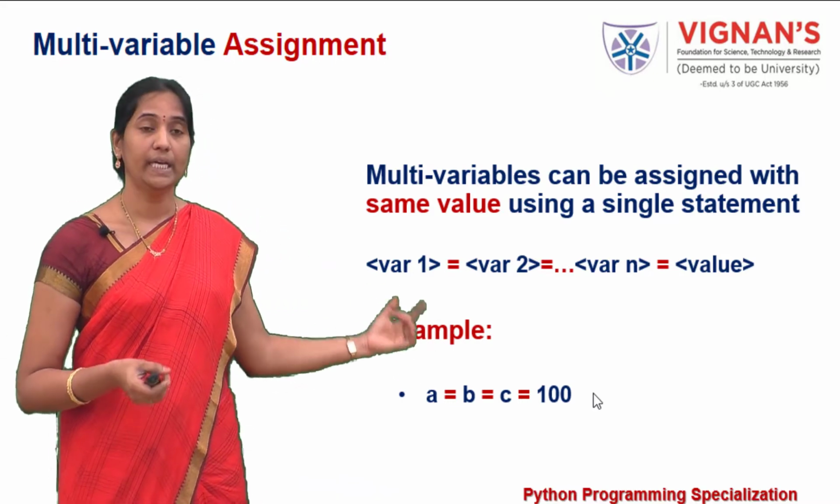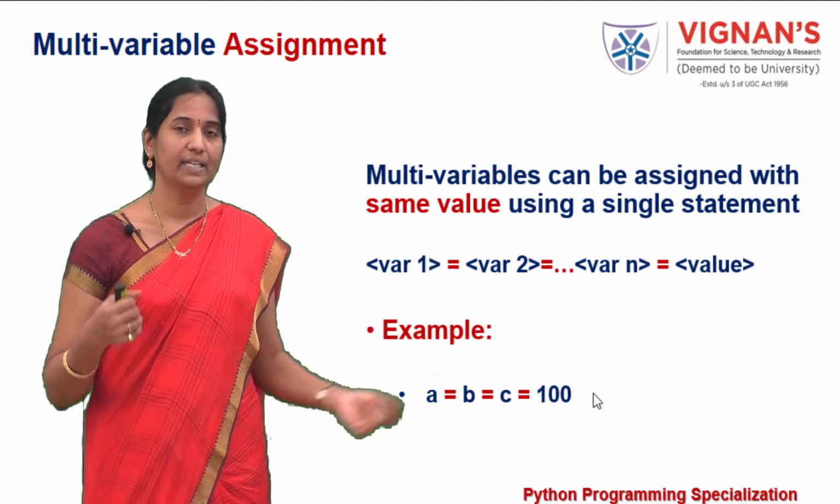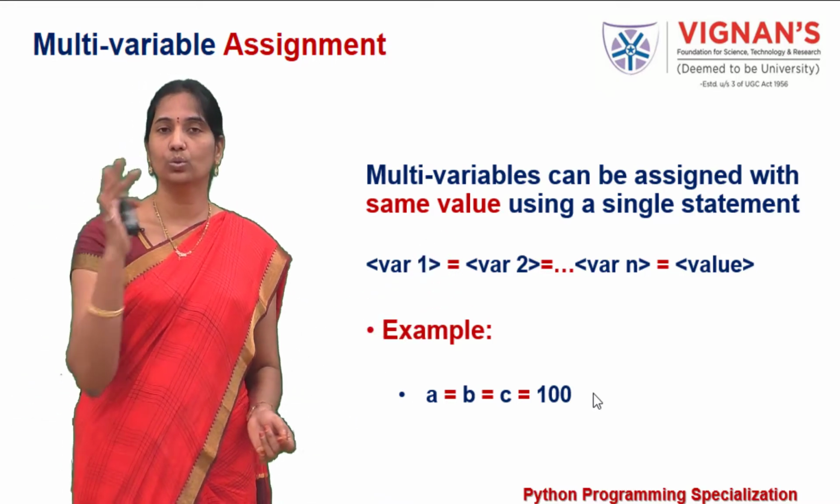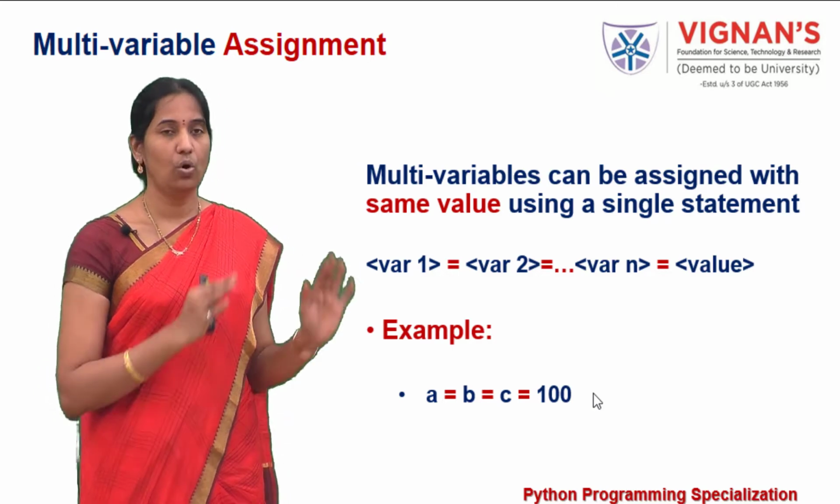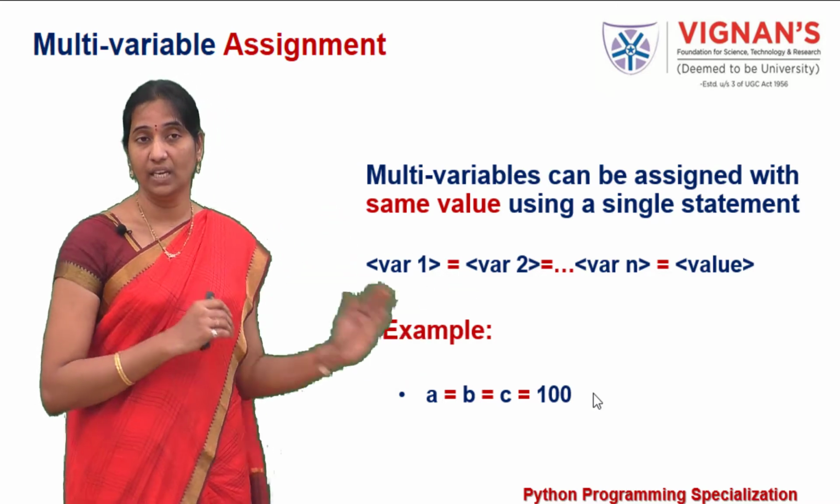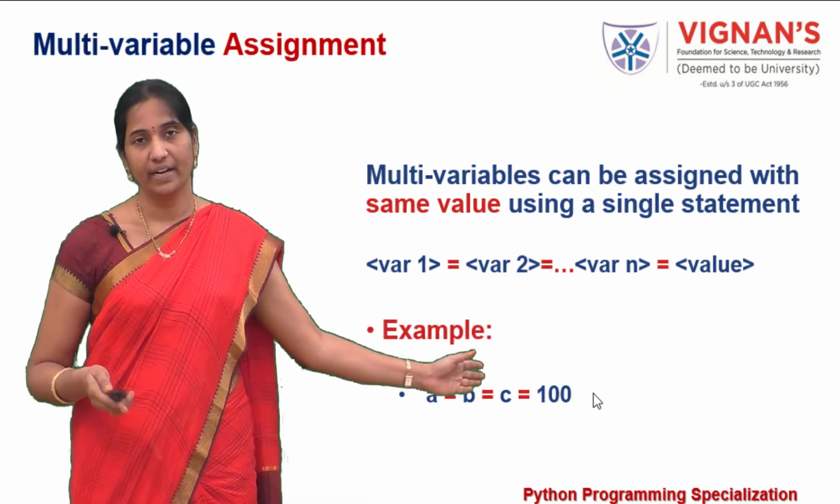Consider this example, a equal to b equal to c equal to 100. In this case the value 100 is assigned to a, b and c. All these three variables a, b and c get the same value, that is 100.